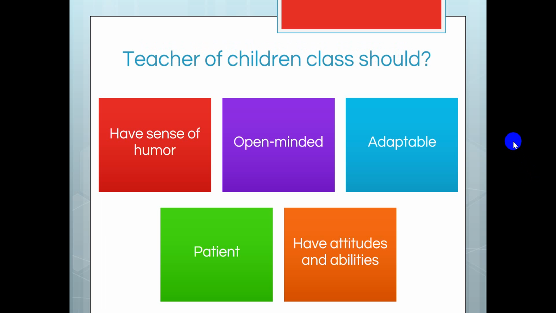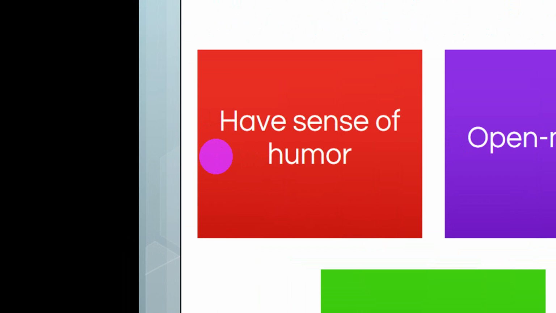So in that case, what is the ideal teacher for English young learners? Later on, I give you the video. You can watch the video so that you can hear their opinion about a teacher. But according to the theory, a teacher of children's class should, 1.